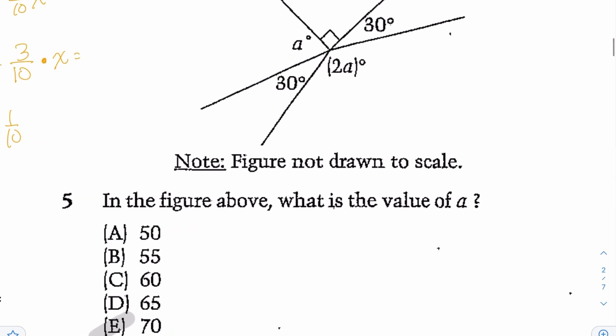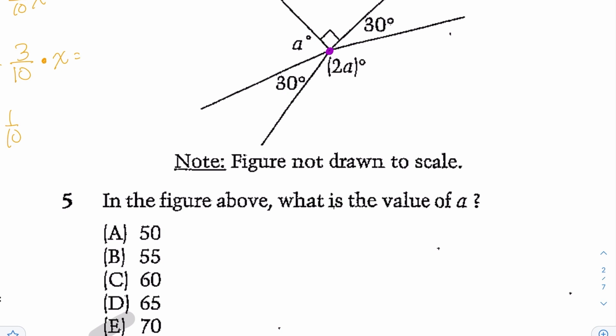Okay, next for number 5, you have this figure not drawn on the scale. On the figure above, what is the value of A? So here you have a whole bunch of angles around this central point. And figure not drawn on the scale means that you can't really compare the measurements of the angles with one another based off of its looks. Again, looks can be deceiving.